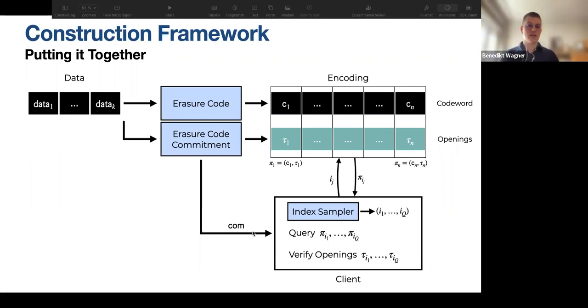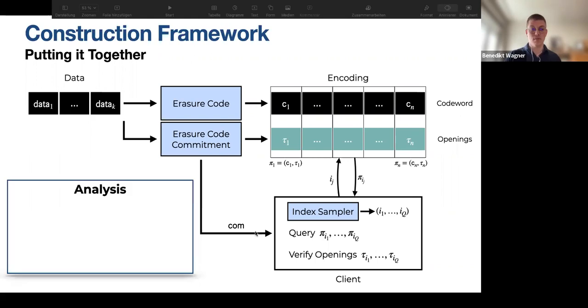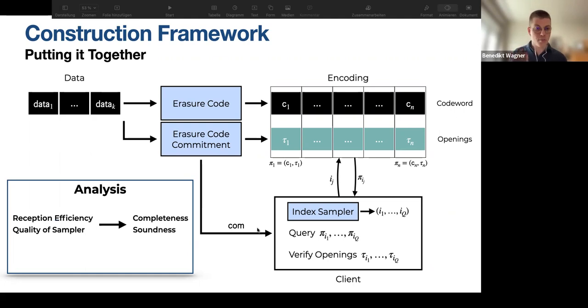And when we analyze this, we want to use, of course, the properties of the erasure code commitment scheme and of the code. So when we analyze this, we have to think about three properties, right? We have to think about completeness, soundness, and consistency. So this is a summary. For completeness and soundness, we will just use the combinatorial properties of these objects. We will not use any computational assumption or anything like that. And the completeness and soundness just follows from the reception efficiency and some measure that we define for this index sampler, which we call the quality.